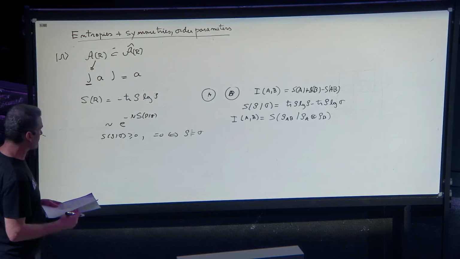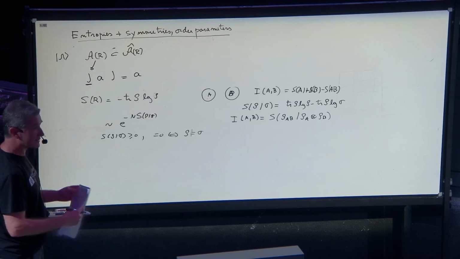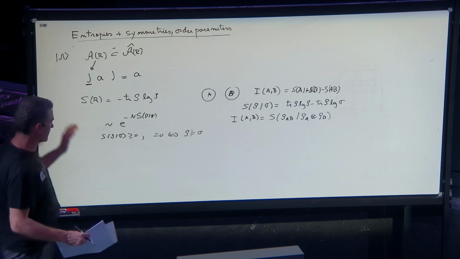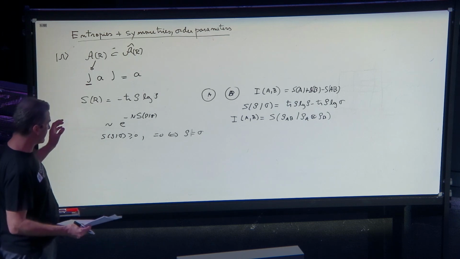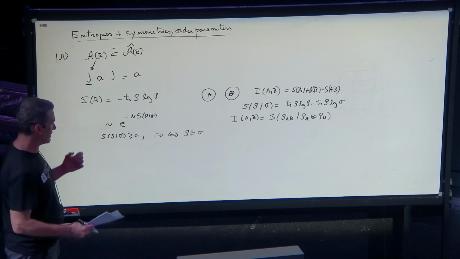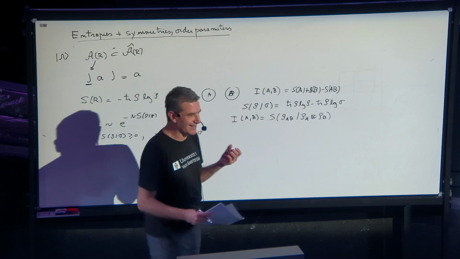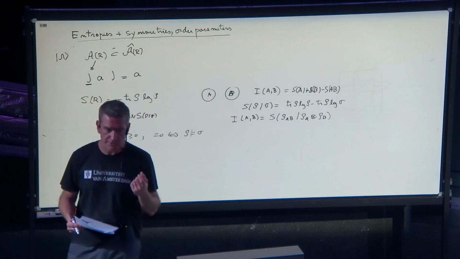It is also decreasing under channels. In particular, if you make a partial trace and reduce your region, you will get a smaller relative entropy, meaning that the two states are less distinguishable because you have fewer operators.